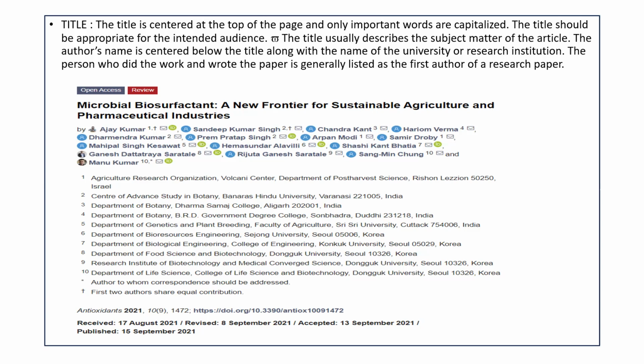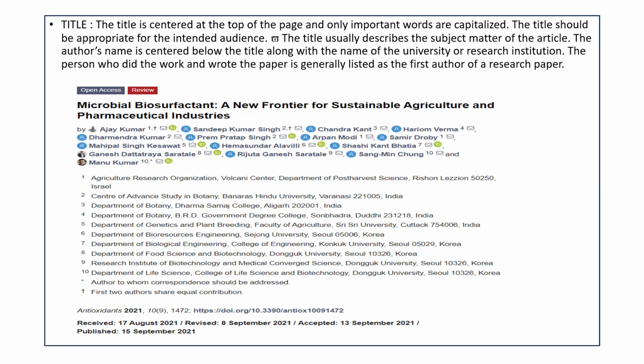So whenever you read the title, you must be able to know which is the main role-playing word, or what particular topic the whole research is centered on. The author's name is centered below the title, always, along with the name of the university or research institute.